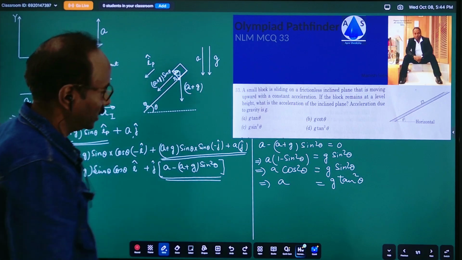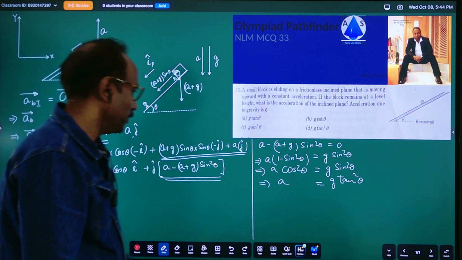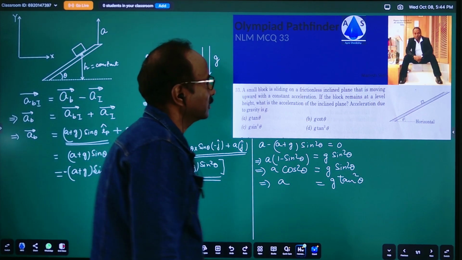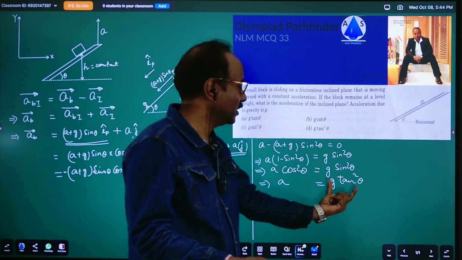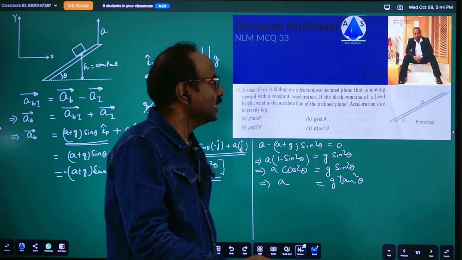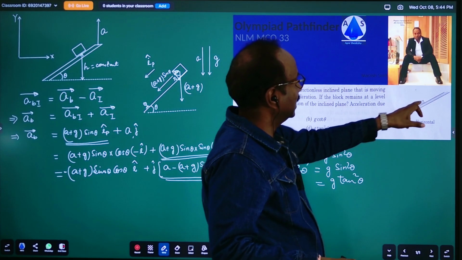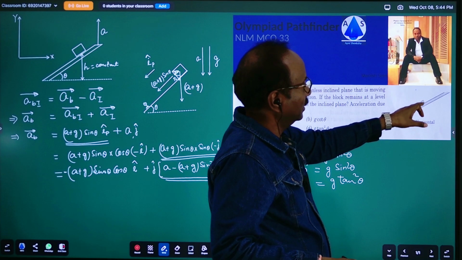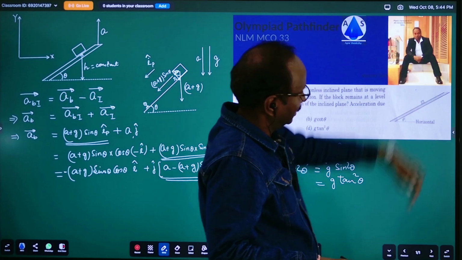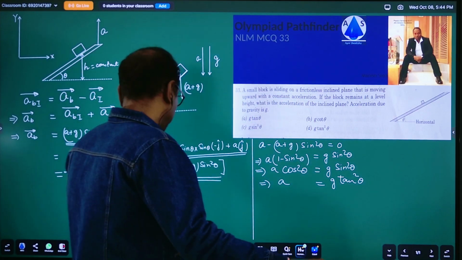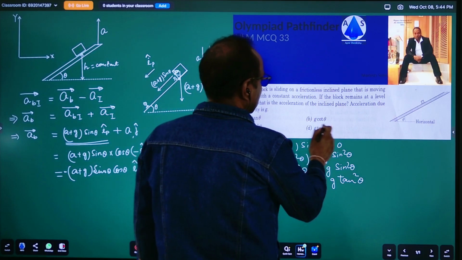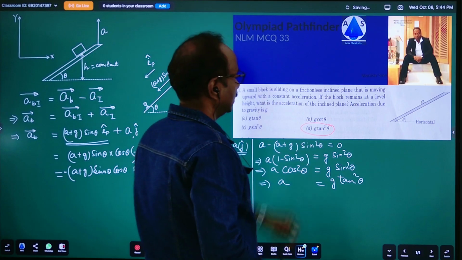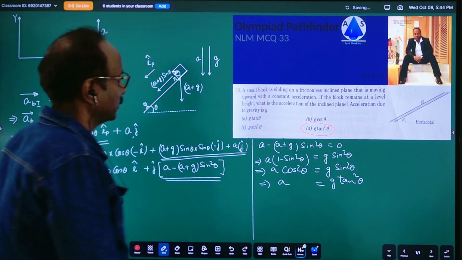G tan square theta. So our acceleration for the inclined plane in the vertically up direction should be equal to g tan square theta, to make it possible that there is no movement of the block in the y direction. And in the choice it is D which is matching with it, so D will be your answer.